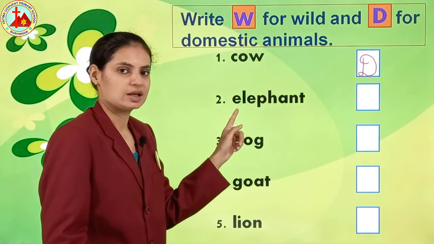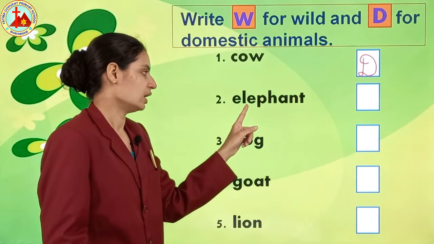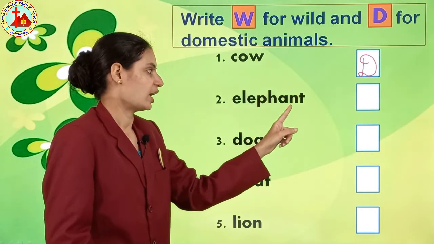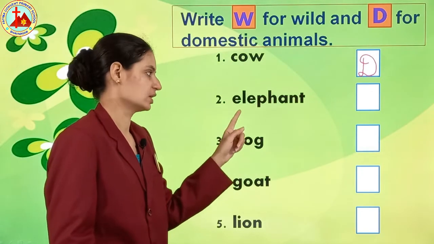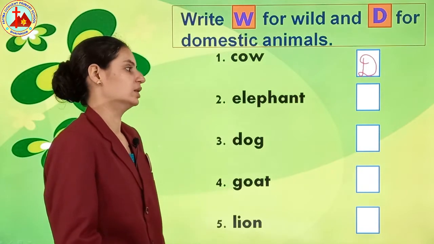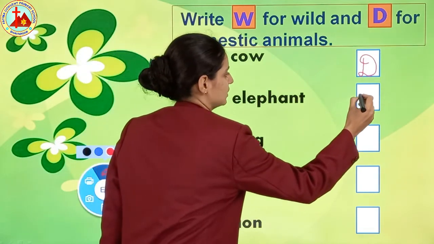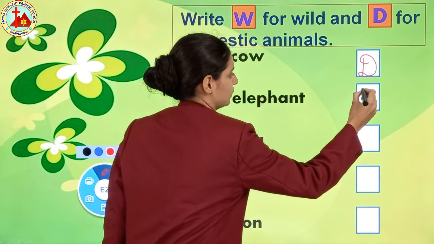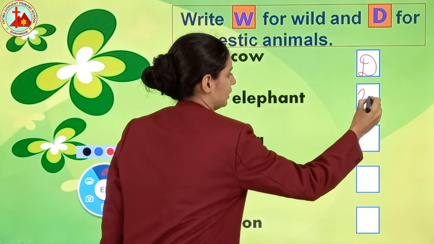The next spelling is E-L-E-P-H-A-N-T, elephant. Elephant is wild animal. Here we will write W in the box. Which W? Cursive capital W.